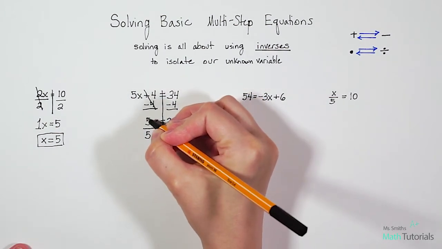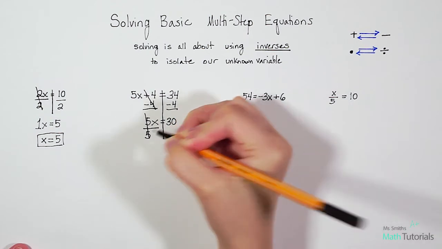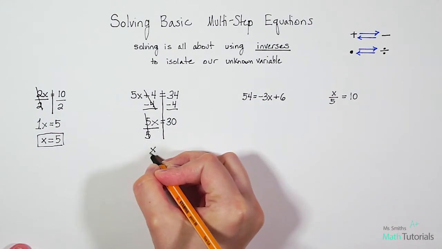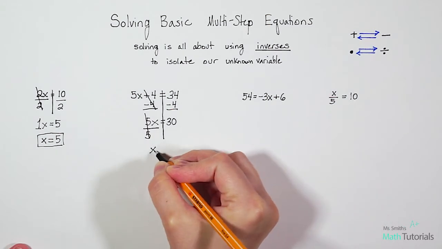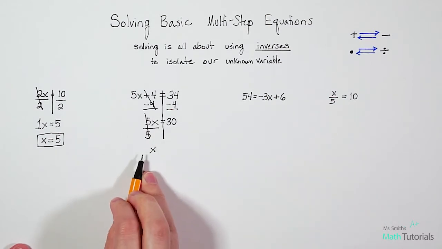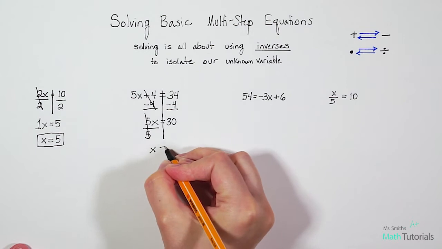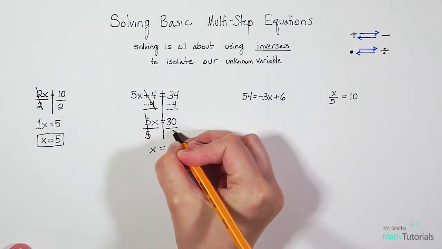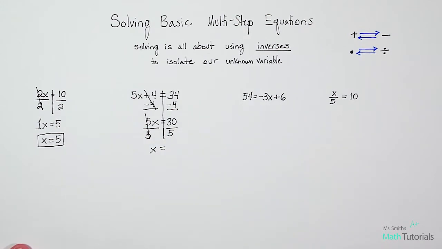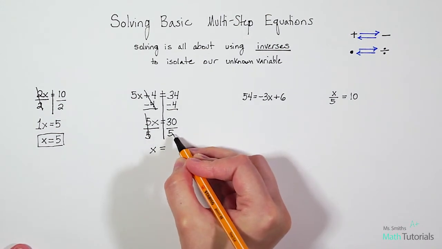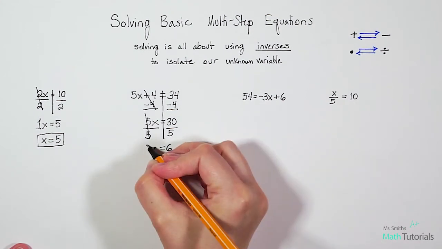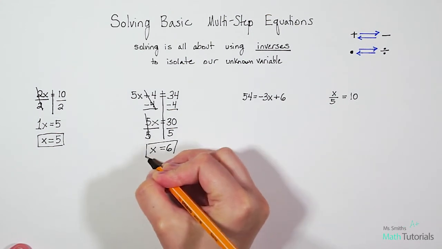Now our best friend cancels to 1 here, and all we have left on this side is just an x, a 1x. I'm not going to write that 1 because it's understood. We've got our equal sign, so if we're going to divide by 5 here, we've got to divide by 5 here. Now 30 divided by 5 would give us 6. So for this one, x equals 6.